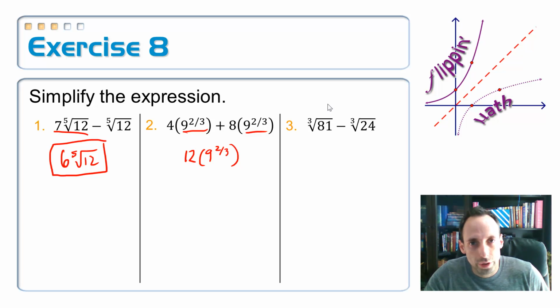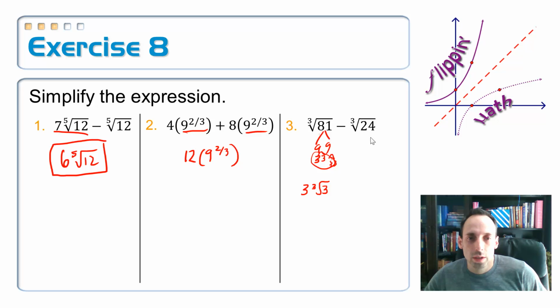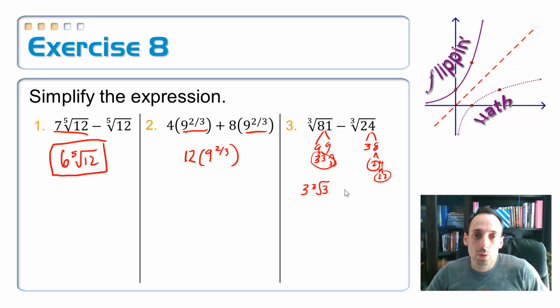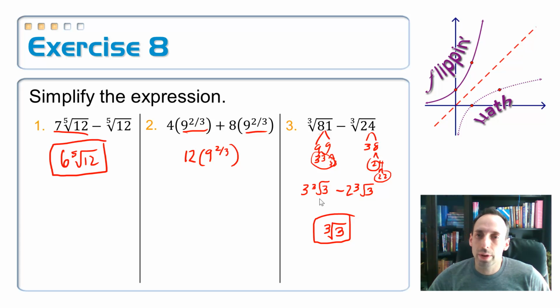So first, let's try to simplify these. Let's put them in simplest radical form. So this is 9 and 9, 3 and 3, and another 3 and a 3. So that makes a 3 cube root of 3. Now let's do this on this one. This is 3 and an 8, and this is a 2 and a 4, and a 2 and a 2. So you have 3 of those 2's, so minus 2 cube root of 3. I have 3 of them, minus 2 of them, that gives me just 1 of them, a cube root of 3. So that one was probably the trickiest of the bunch because you actually had to simplify the radicals beforehand.